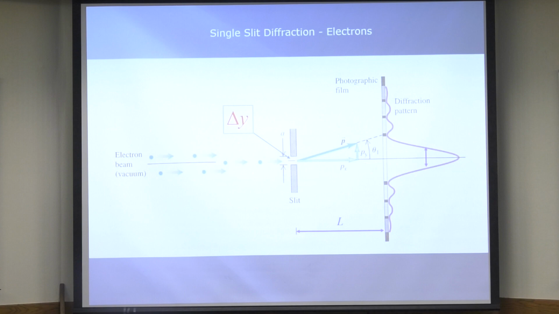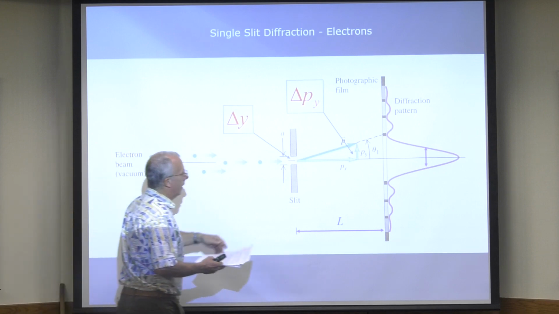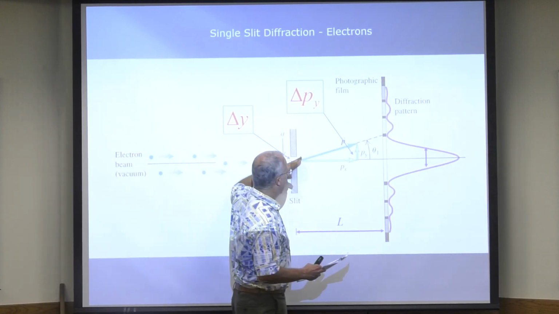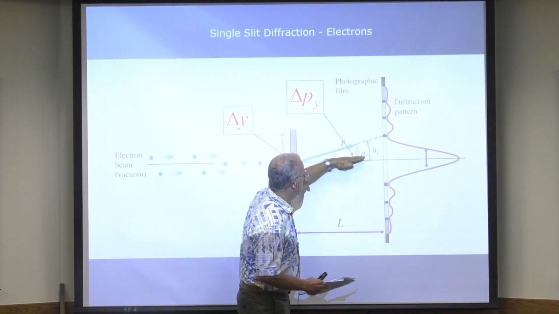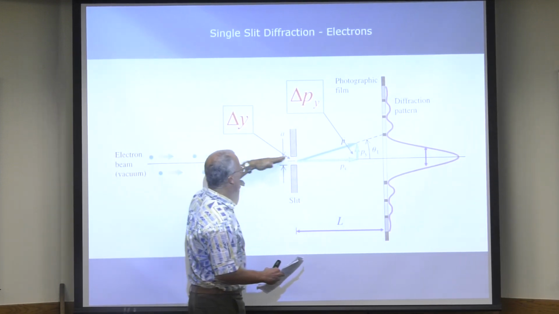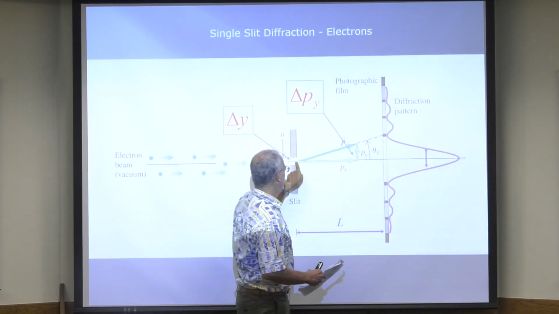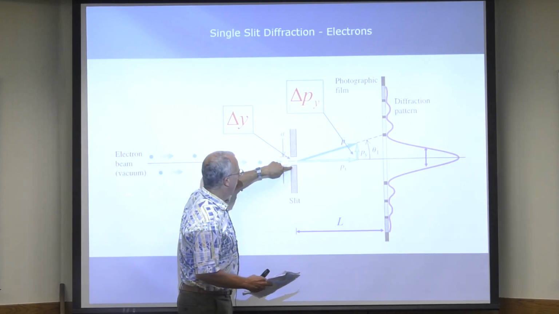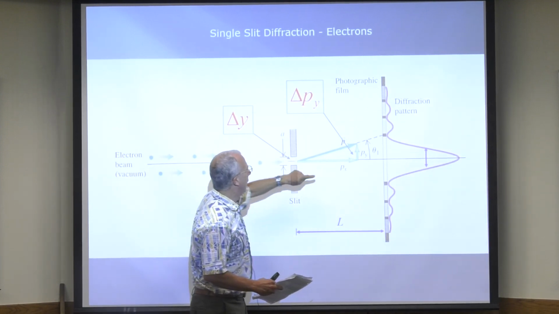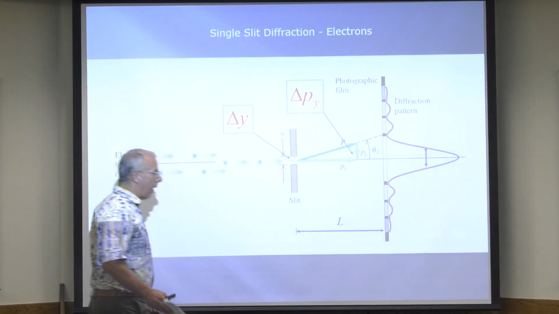Now, if there's an uncertainty in the position, delta y, there has to be an uncertainty in the y component of the momentum. Here's px, but if the electron is going like this, this is p. So there's px and here's py, and if there's an uncertainty delta y, there's going to be this delta py.